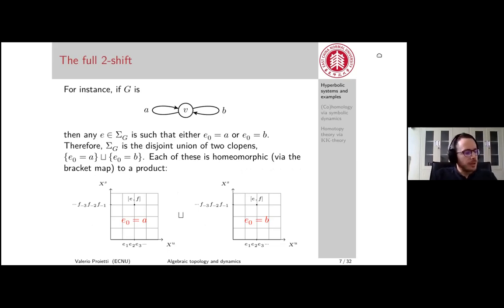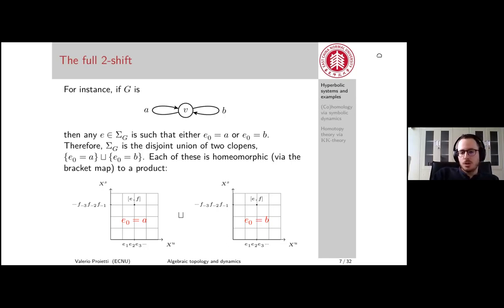Just to be more concrete, for example, if I have a very simple graph with one vertex and two loops, an infinite path can go through at time 0 either through A or through B. Therefore this space is the disjoint union of two clopen sets: the paths whose central edge at 0 goes through A and the ones for B. The bracket map is well defined on each of these, and so it gives us a presentation with a product structure as these two squares, where each path belonging to a square can be determined by describing the coordinate of the past and the one of the future.